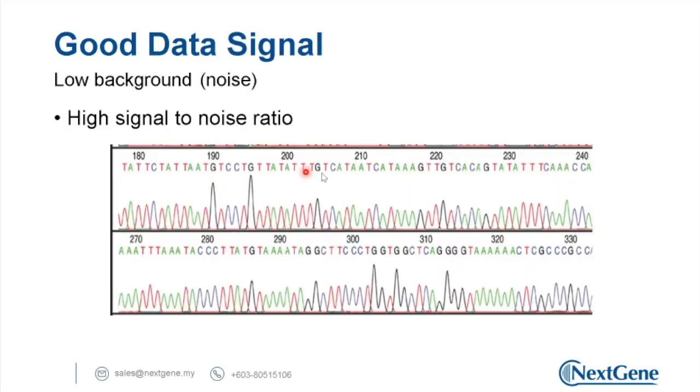Once we open the file, we will see individual peaks like this. The important thing that we're looking for here is individual peaks, not overlapping peaks, and very little below down there. When we have something very low over here and high individual peaks, we call it a high signal to noise ratio, and it's a very good result. So this is an example of very good data.